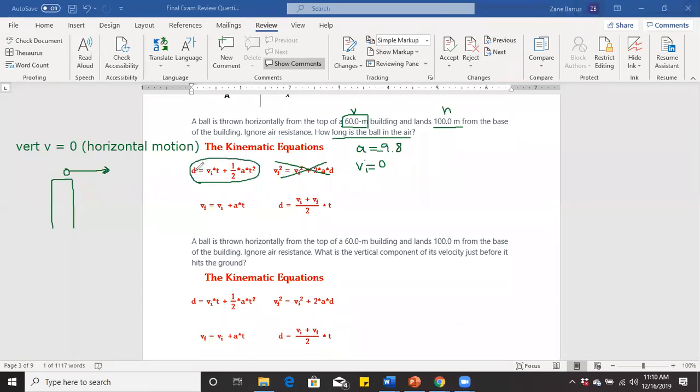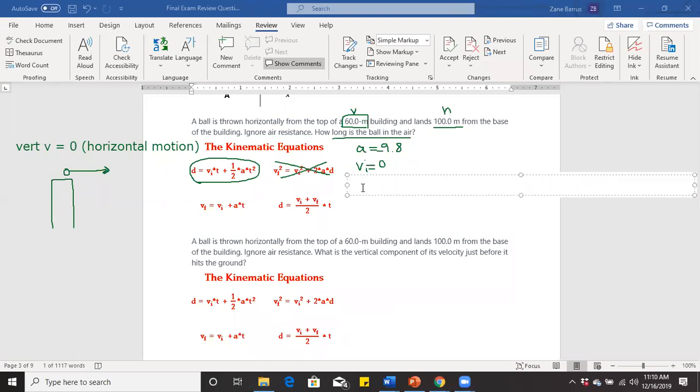D, I already know, is going to be 60. VI is 0. T we're looking for. Then we have 1/2 times A, which is negative 9.8, and then T squared, which once again, we're trying to solve for T. So this equation looks pretty promising. Let's go ahead and type everything in that we need.